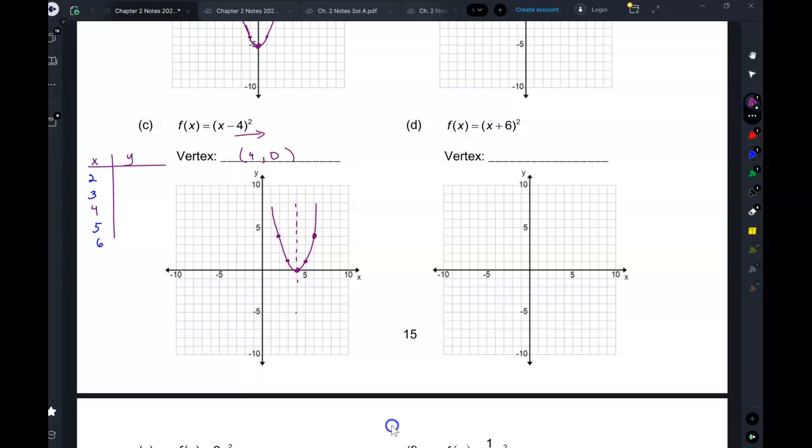So here, where does the vertex go? What's the vertex here? -6, 0. So here, I go up 1, over 1. I'm sorry, over 2, up 4. Mirror. Okay. And here. Okay, so do you see how, any questions?